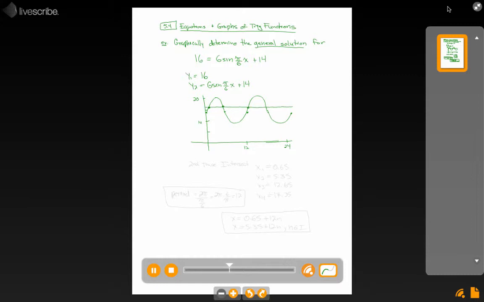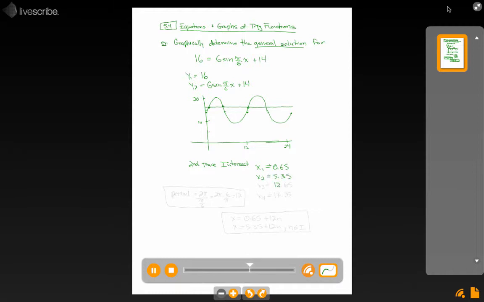So two full cycles of this sine graph have been drawn here, and the horizontal line at y equals 16 is there. The first thing I'd look for is the first intersection point, so I'd press second trace intersect, and I find that point to be at approximately 0.65. Find the second intersection, and you find that that one is at about 5.35.